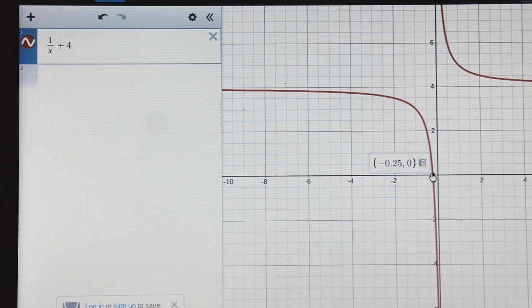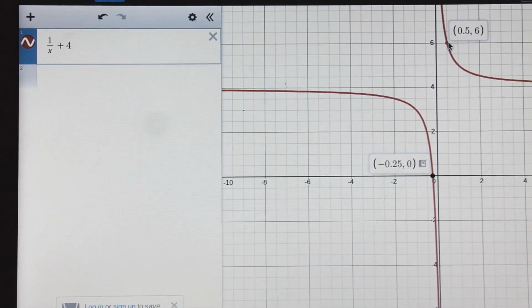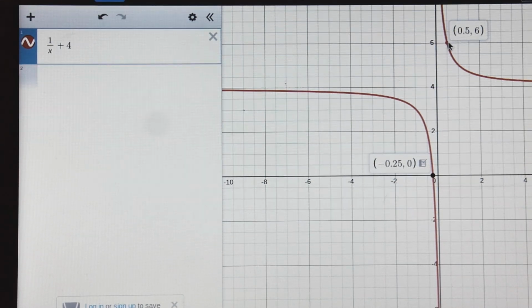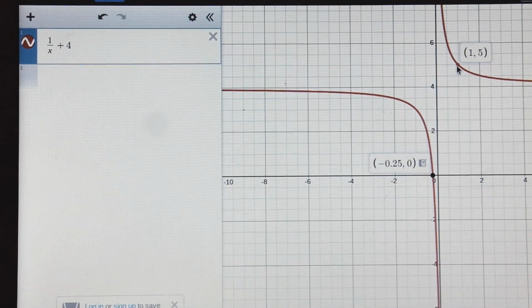Okay. Oh, there's a nice one. You found one? What was your nice point? Negative 1, 5. Okay, I'm going to start with 0.5 and 6, and you said 1, 5. Ooh, I like it. That is a nice one. 1, 5 it is. And I'm going to pick this one.